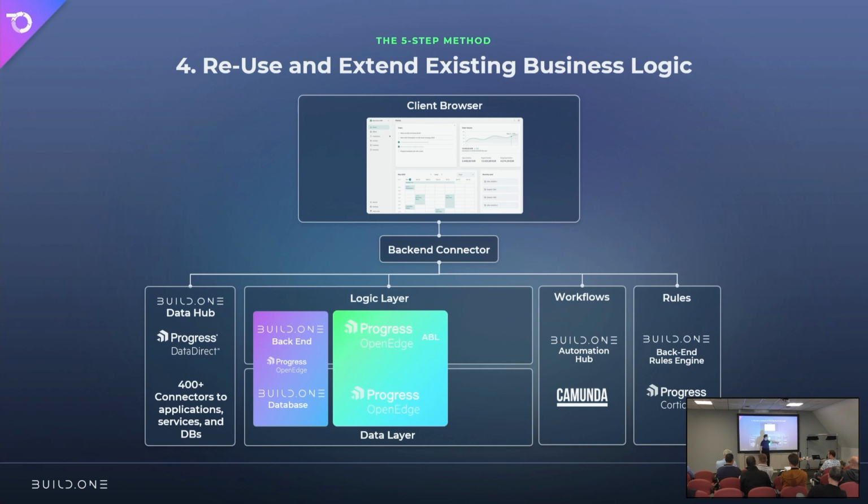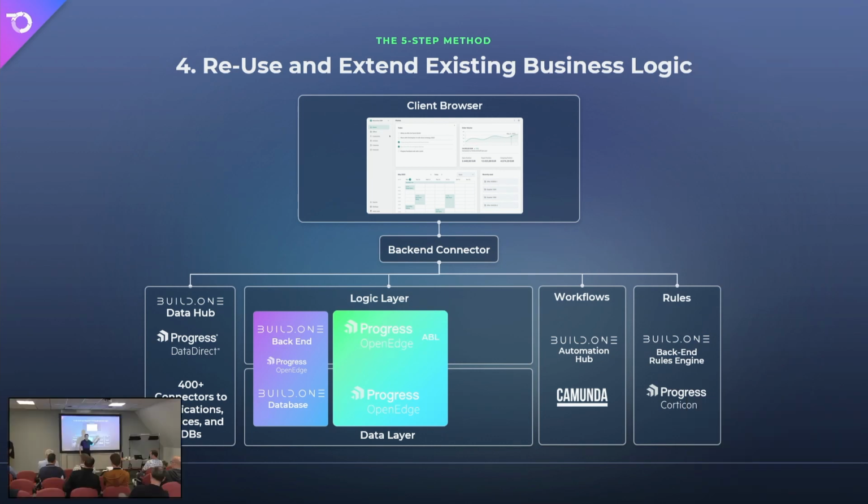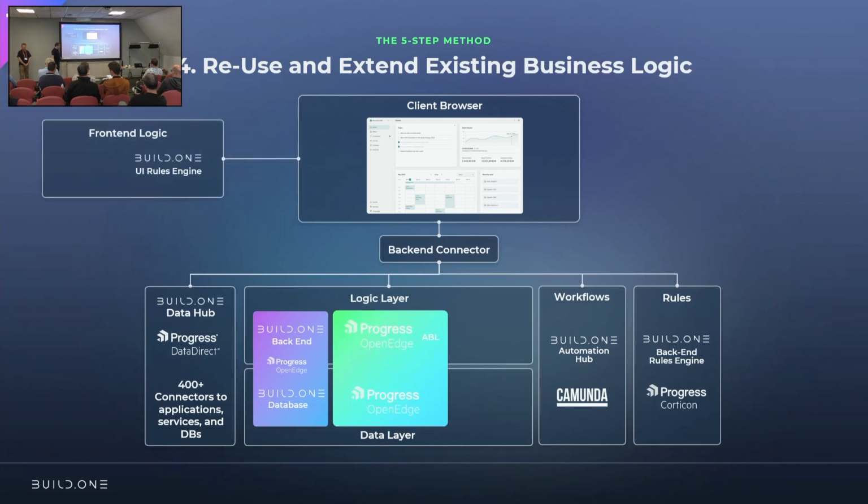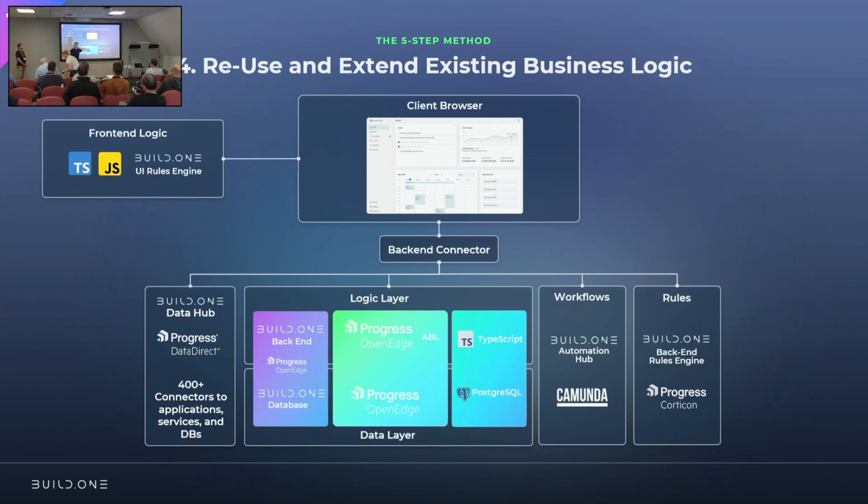You also have the possibility to add rules to your backend and to your front end, actually, using Progress Corticon. So we natively integrate with Corticon in the backend and the front end. We have a web GUI for that to control. Or you can also add, if you like, TypeScript logic in the backend and in the front end. So these are the possibilities on how you add logic to your application.